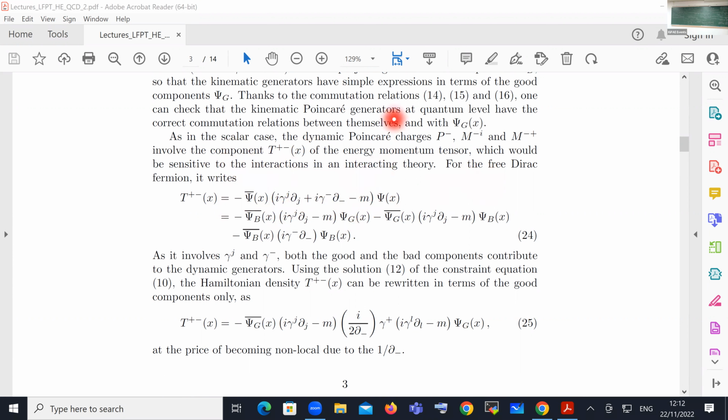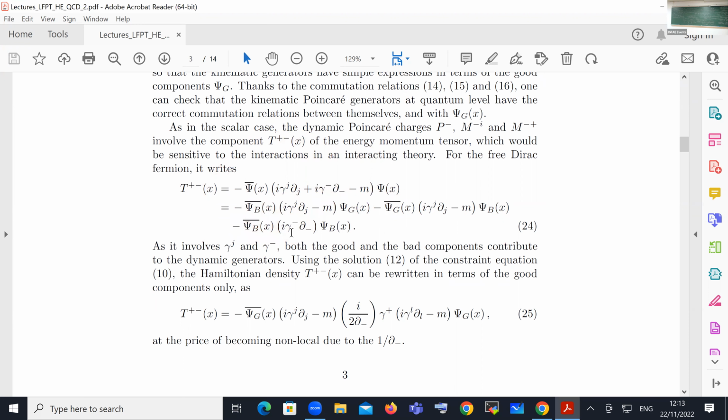But now if we write separately the good and bad components, there is one part with the gamma minus, which projects out the good component, and we get only the bad components. And then there is a part with either this or minus the mass, which has no gamma plus and no gamma minus. So basically now what we have is only mixed terms, like bad-good or good-bad here. So we have these three contributions to the T plus minus. So now you see this is associated with the dynamical transformation, and you have the bad component which is there.